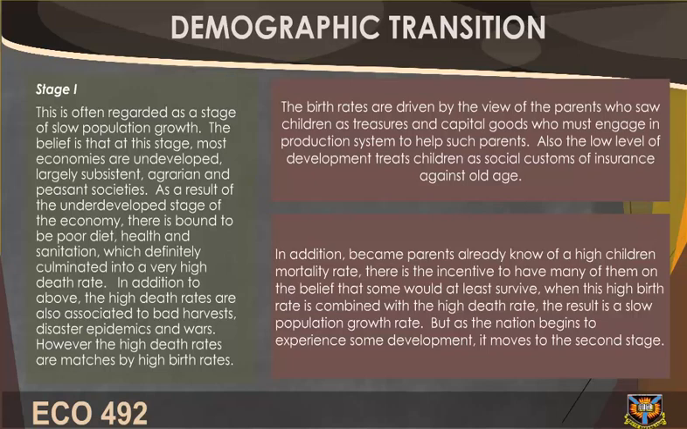However, the high death rates are matched by high birth rates. The birth rates are driven by the view of the parents who saw children as treasures and capital goods who must engage in production system to help such parents. Also, the low level of development treats children as social customs of insurance against old age. In addition, because parents already know of a high children mortality rate, there is the incentive to have many of them on the belief that some will at least survive. When this high birth rate is combined with a high death rate, the result is a slow population growth. But as the nation begins to experience some development, it moves to the second stage.